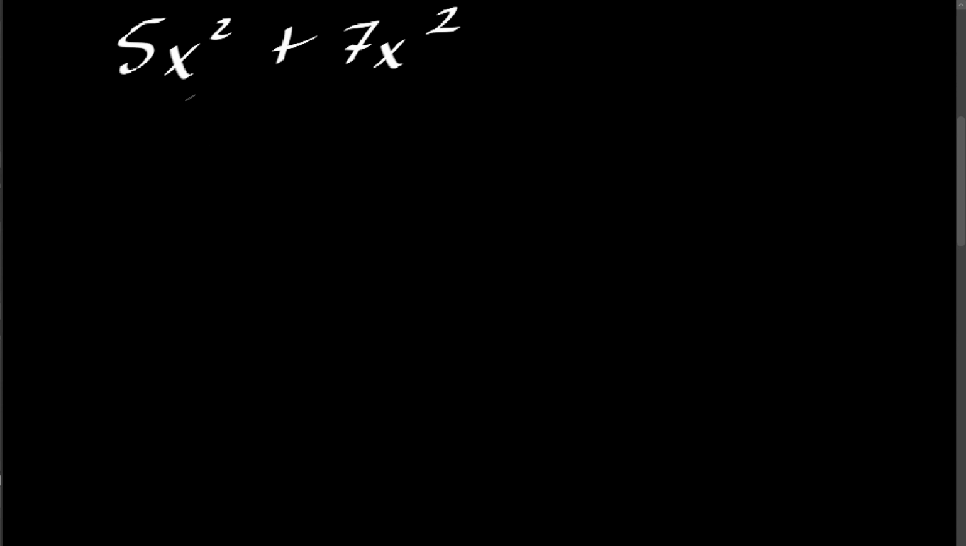If these are like terms, that means that they're going to have the same variable and exponent. So do both of these terms have x? Yeah, they do. Do they have the same exponent? Yeah, they do. It's 2. So, once again, you're going to add the coefficients. 5 plus 7 is 12. And then you just bring down the x squared, the variable and the exponent.